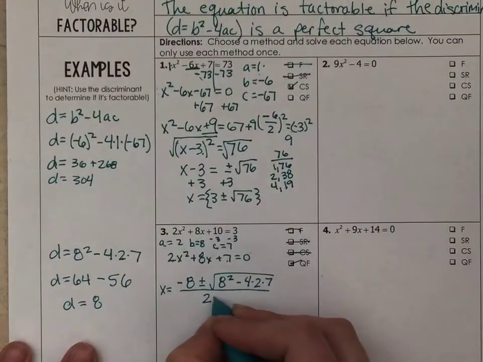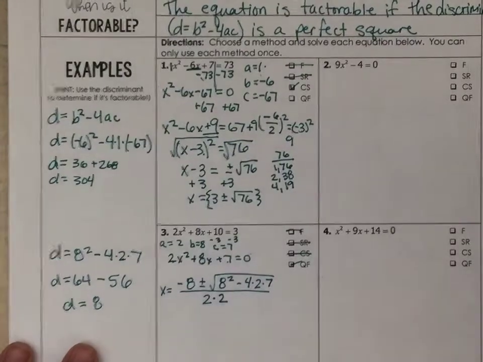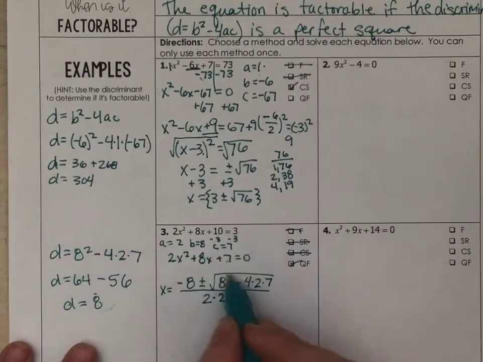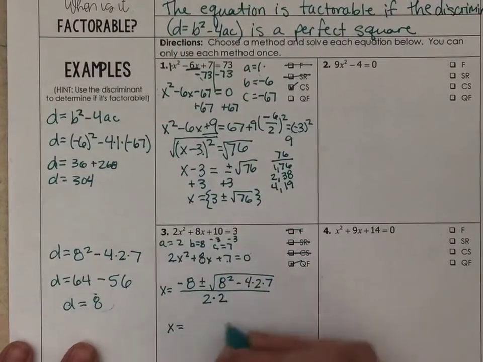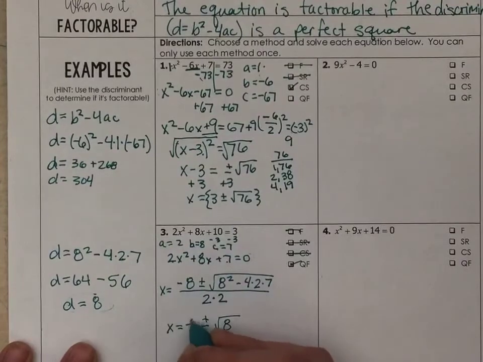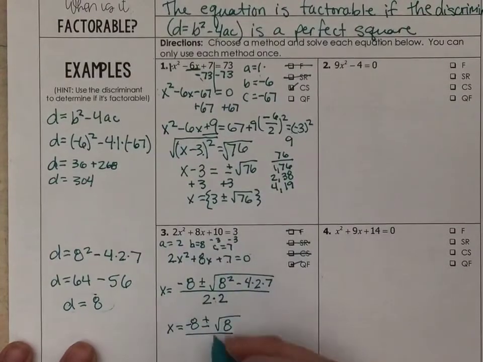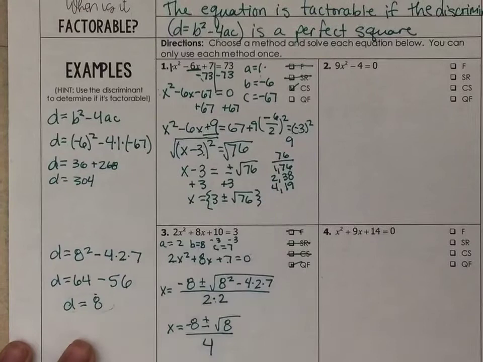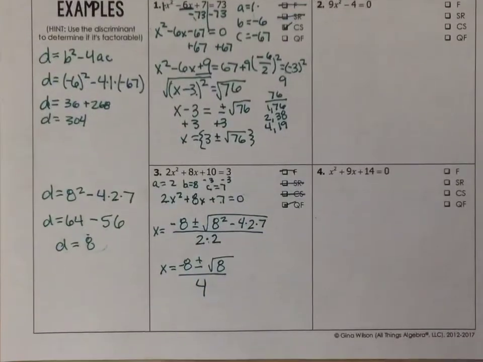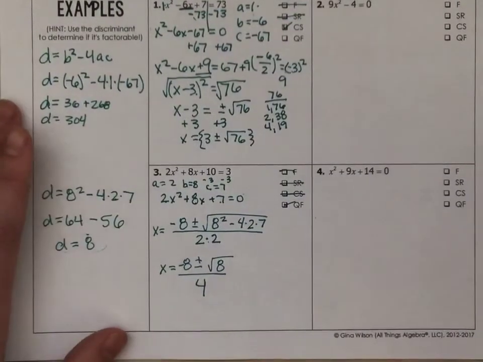And then 2 times a, which is 2. And so as we said, we found that discriminant piece was 8, so in our square root, we'll still have 8. And negative 8 doesn't change, it's just negative 8. And 2 times 2 would give you 4. Now we're still not quite done. We would want to simplify that square root of 8 down and then simplify our fraction more if we can.